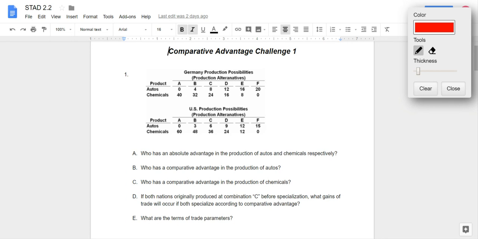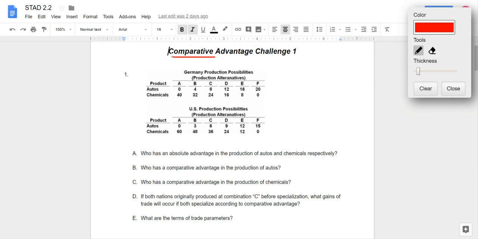All right, so first, we've got to check out what we're looking at here. We're looking at Germany and the United States. It says production possibilities. These are actually our entire production possibilities curves, right? A, B, C, D, E, F. If I plotted these out, it would look something like this, right? Concave curve right there. So with that in mind, we don't actually need most of this information.